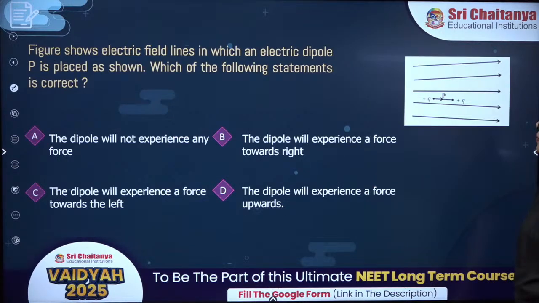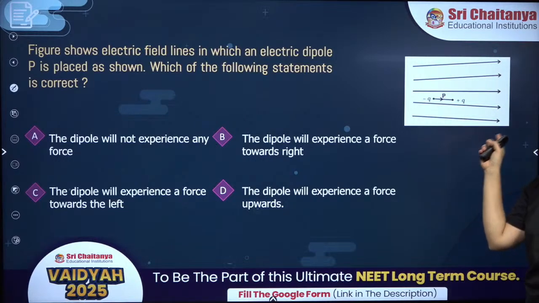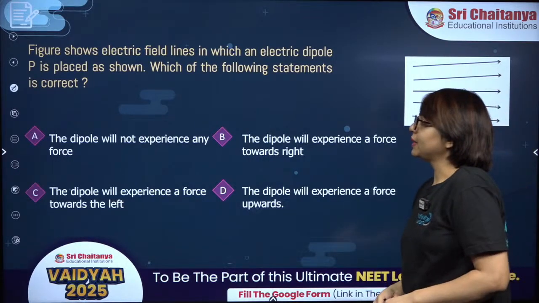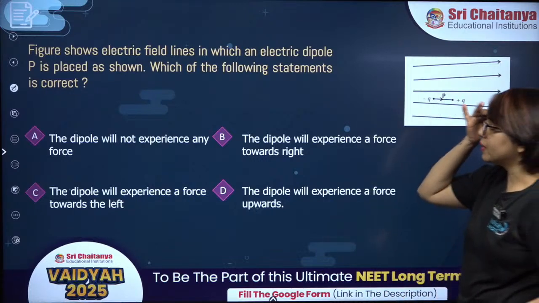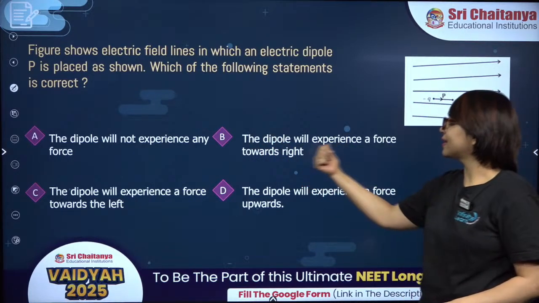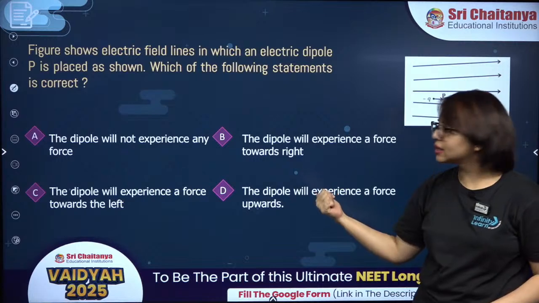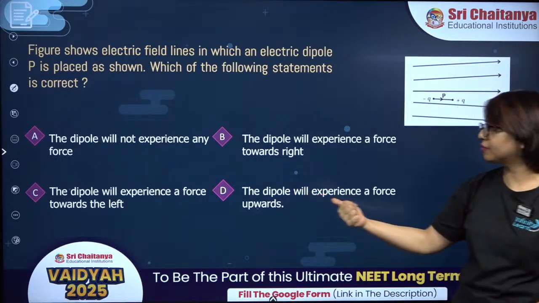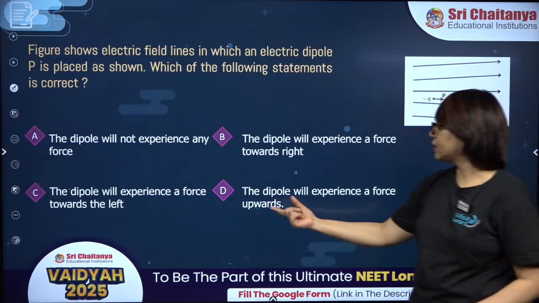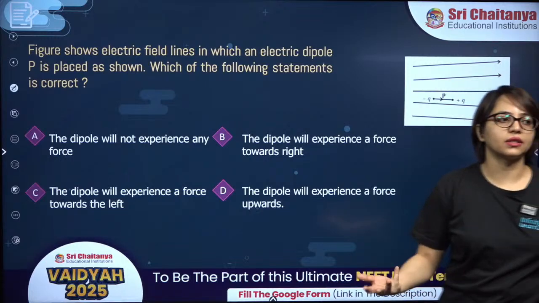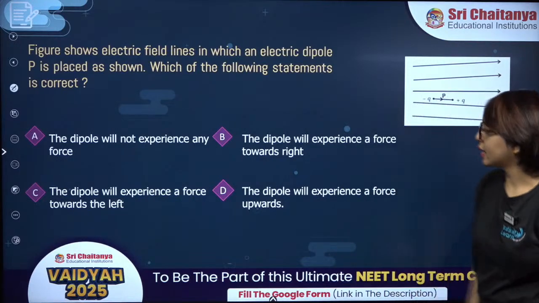Try this one. The figure shows electric field lines in which an electric dipole is placed as shown in the figure. Which of the following statements is correct? The dipole is placed like this. This is a non-uniform electric field. Option A, the dipole will not experience any force. Option B, the dipole will experience a force towards right. Option C, the dipole will experience a force towards the left. Option D, the dipole will experience a force upwards. Option C, well done, well done.